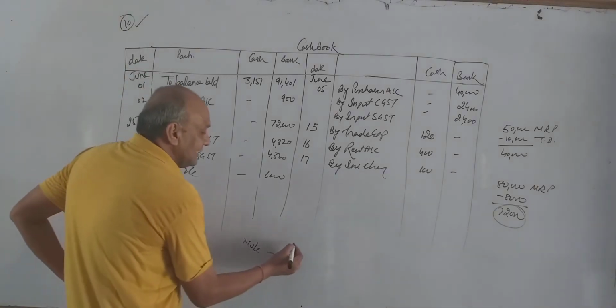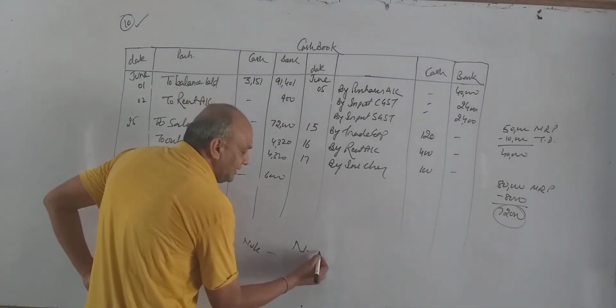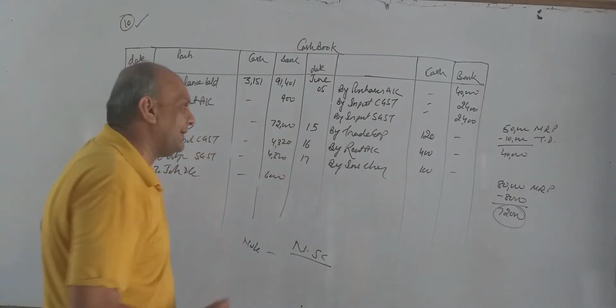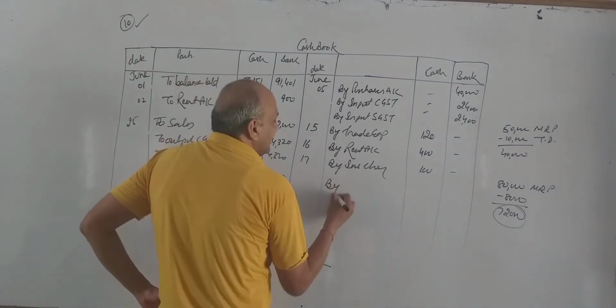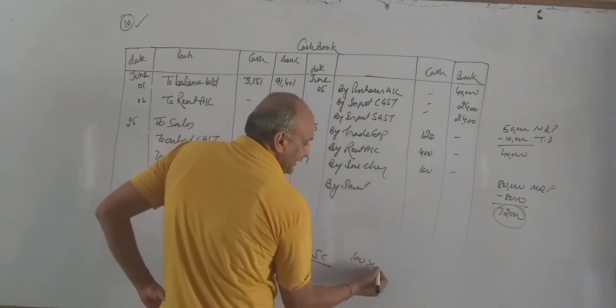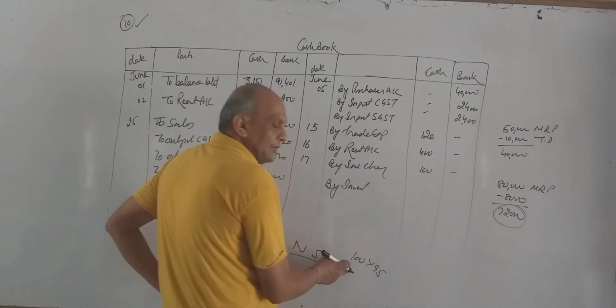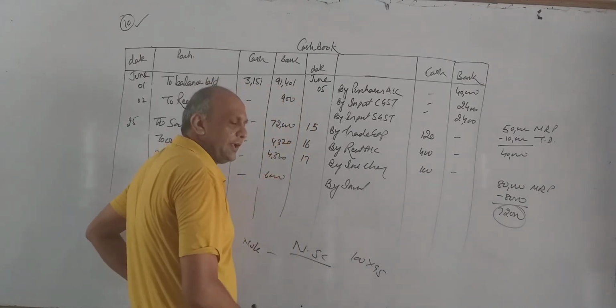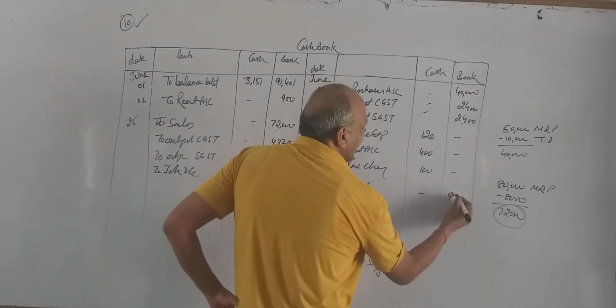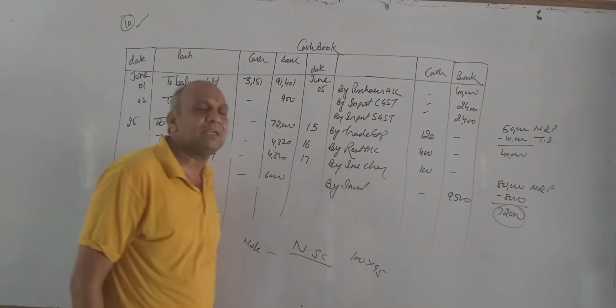And the last entry is purchase of 100 National Certificates of 100 each at 95. We have purchased National Savings Certificates, NSC. It is our investment. So by investment, I am purchasing 100 certificates. The price of each certificate is 100, but I am purchasing at 95. So I will multiply it by 95 and I am paying the money by check. That's why I will put over here 9,500.